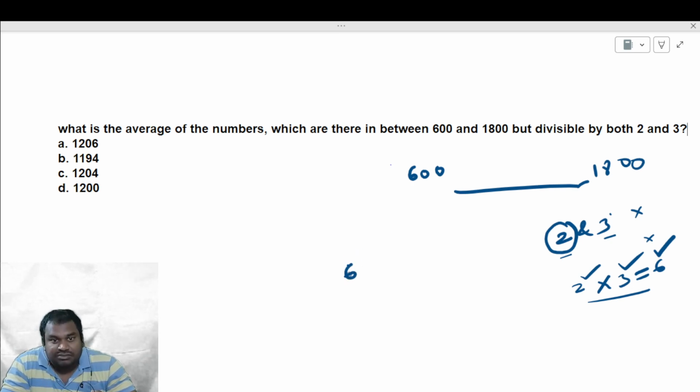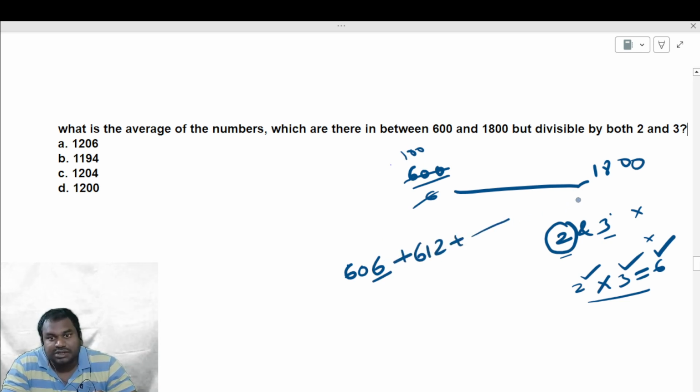After 600, what is the immediate 6 multiple? 606. Plus 600 is divisible by 6 already, 100 times it will go. So what is the immediate? If you add 6 to the 600, then that will also be divisible. So 606, plus 6, 612, like that it will go. And what is the immediate number? Because this is also divisible by 6, 300 times.